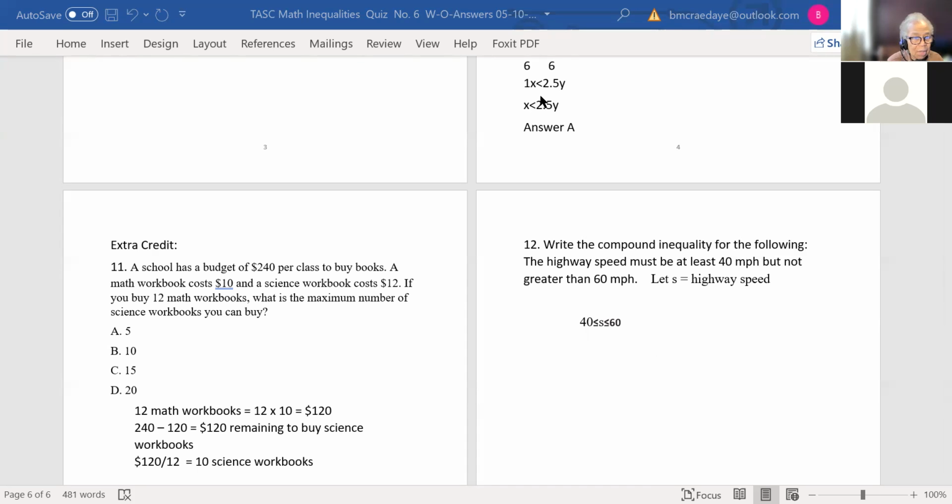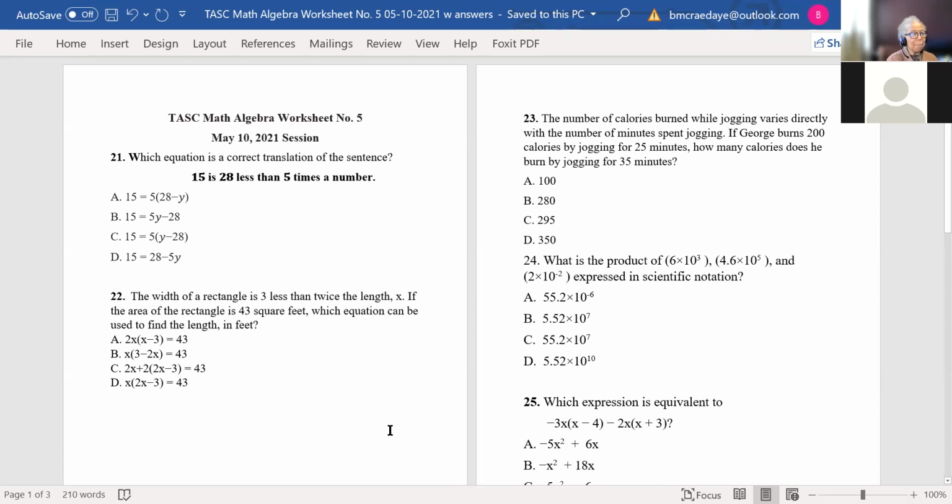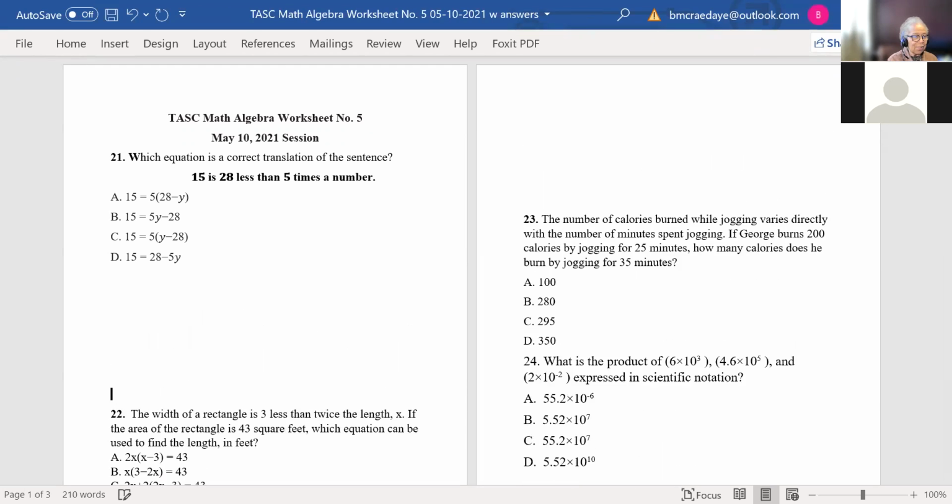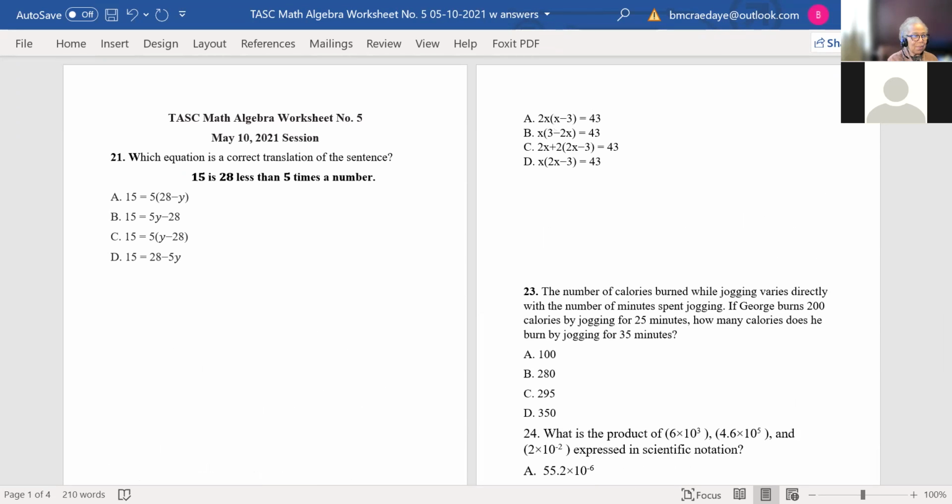And I think we want to look at number 5. All right, Maureen, I want you to read it and tell me the answer. You see it, right? Task Math Algebra Worksheet number 5. So you can tell me the answer. What is the answer?